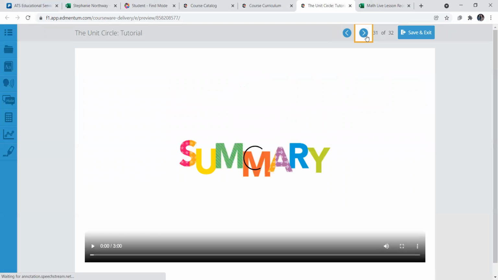And hopefully that clears up the unit circle a bit. But like I said, definitely get a copy of the unit circle. Have it with you at all times when answering questions. It will definitely make it a lot easier for you.